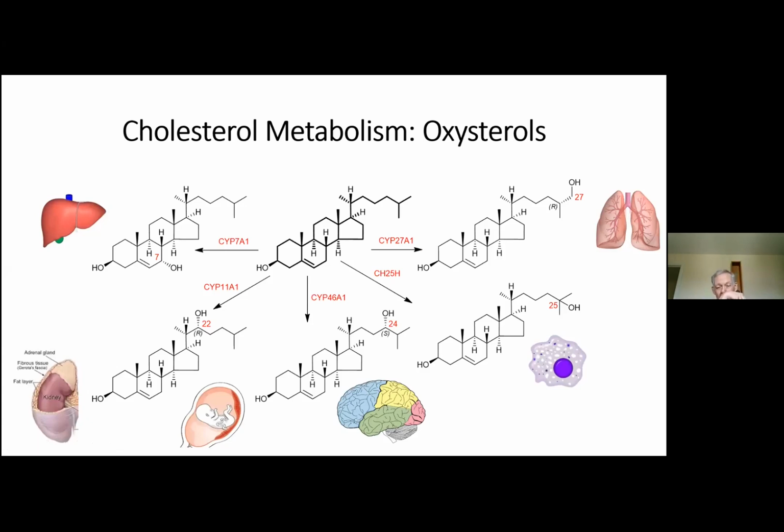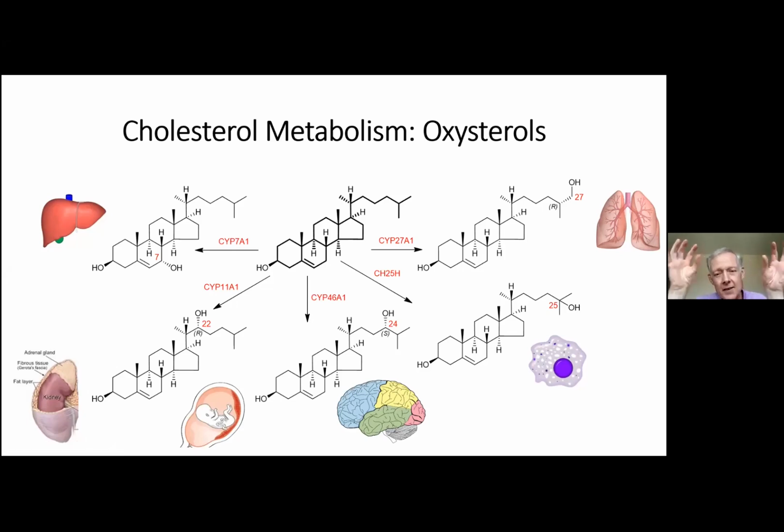Okay, in the last 10 minutes or so, let me now finally talk about oxysterols. Oxysterols are oxidized forms of cholesterol. They're a large family of molecules. We've already met two oxysterols. 7-alpha hydroxycholesterol, the first member of the neutral pathway, is an oxysterol. So is 27-hydroxycholesterol, the first member of the acidic pathway.